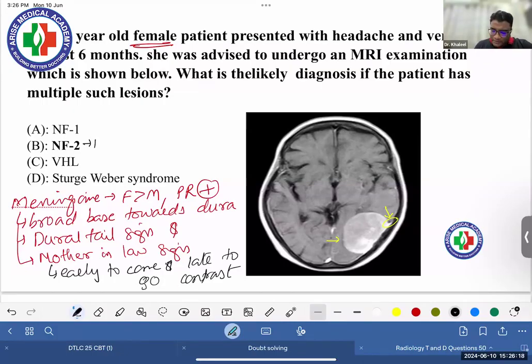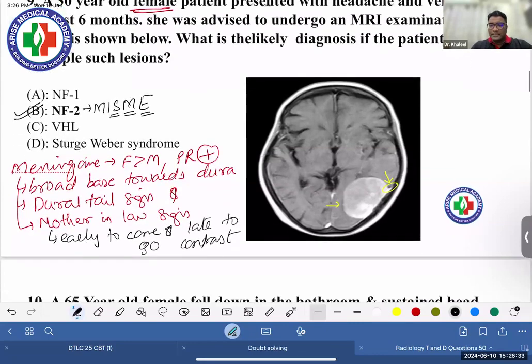And NF2 is MISME lesions. What is MISME? Multiple inherited schwannomas, meningiomas, and ependymomas. So the answer is NF2. The next one we have.